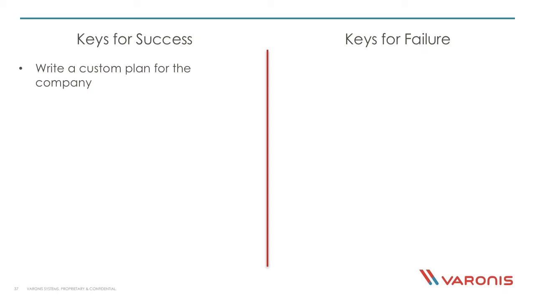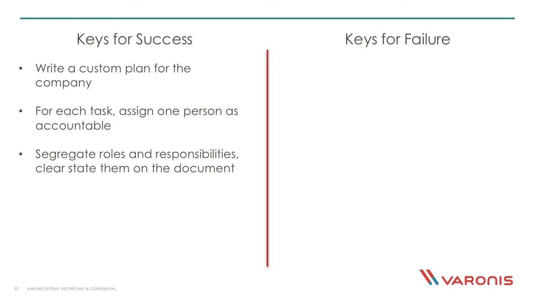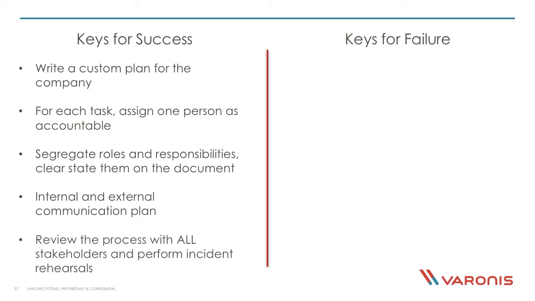Another key for success is having one person assigned as accountable for each task. Also, it is very important to segregate the roles and responsibilities, and clearly state them in the document. Only in this way can you avoid people passing the responsibility during an incident. Also, having a good communication plan for both internal and external parties is essential. And if you want to have an effective plan, you should review the process with all stakeholders and perform incident rehearsals.